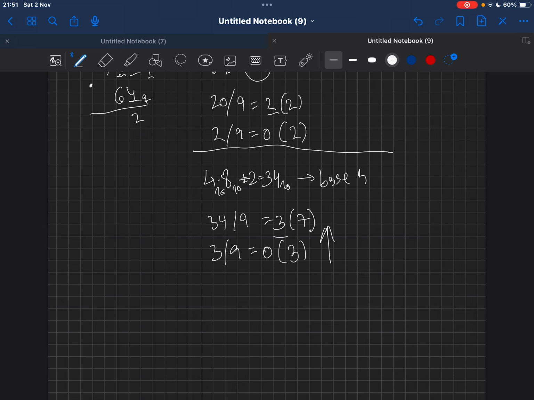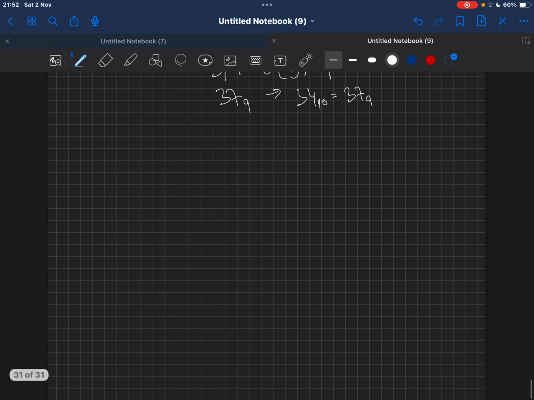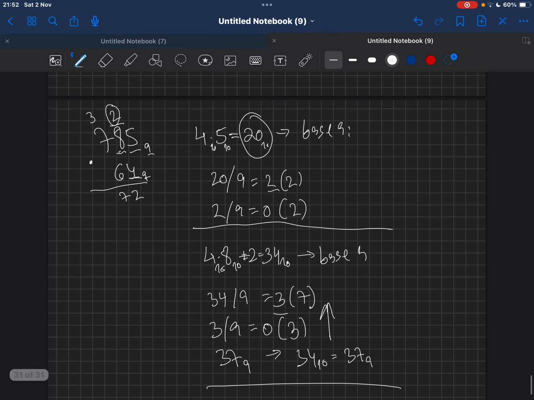Okay, and then we take this one, 3 divided by 9, we get 0, and remainder 3. Read it like this, 34 in base 10 equals 37 in base 9. Oops, no. 34 in base 10 equals 35 in base 9. Great. Now you put here the 7, you put here the 3, and you continue.